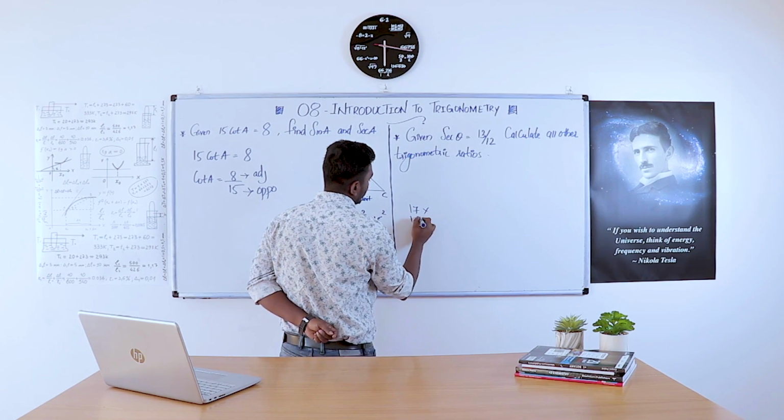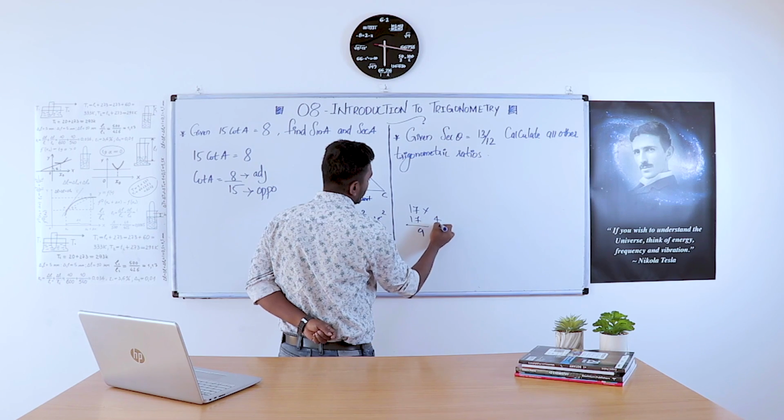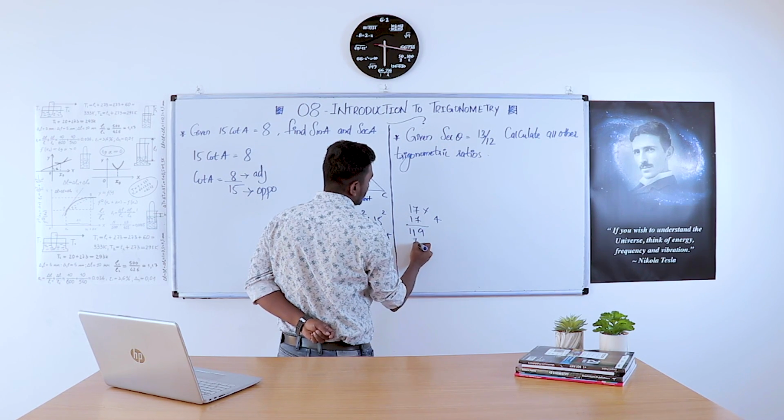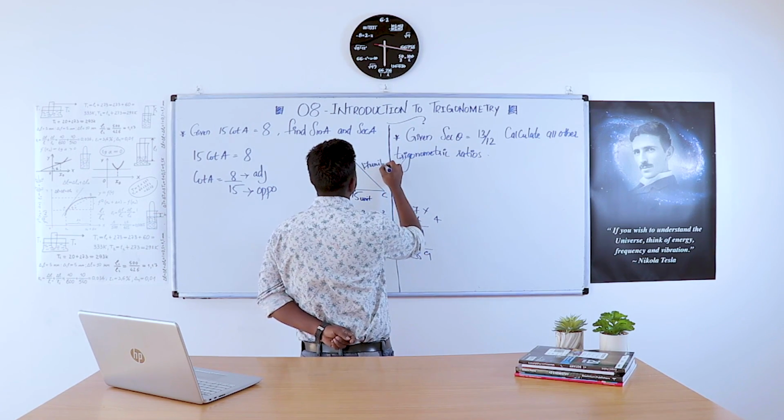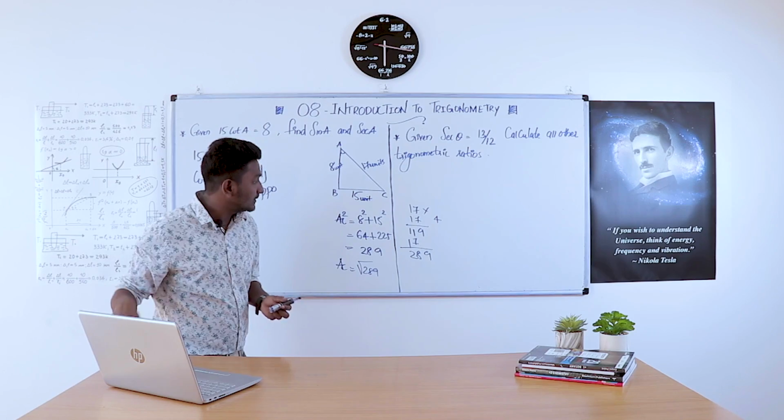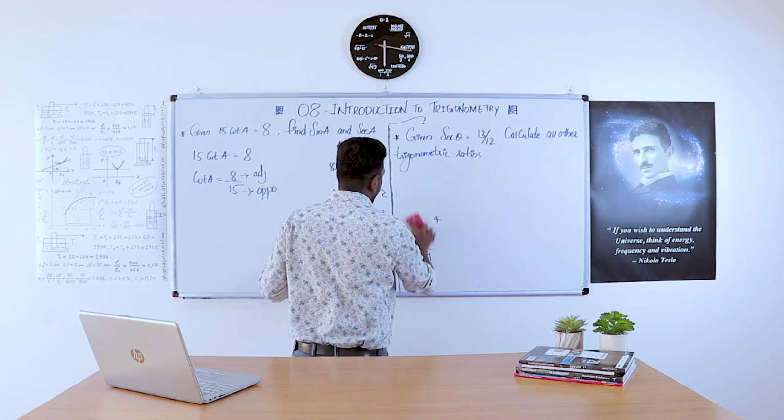Check: 7 sevens are 49, 4, 7 ones are 7 plus 4, 11. 1 into 7, 7. 1 into 1, 1. 9. 7 plus 1, 8. 2. 289. So it is 17 units. So now we have got all the values for the triangle.